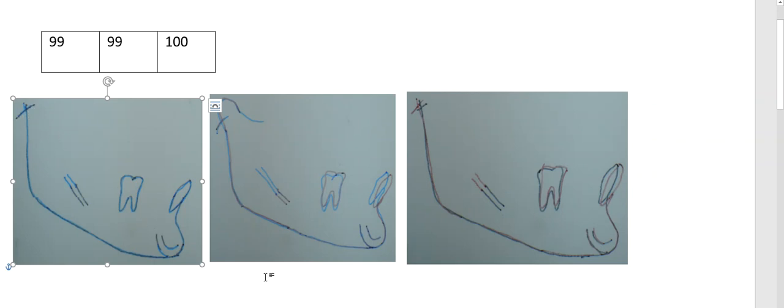So I come to the first superimposition, that is between the initial, the black, and the blue.